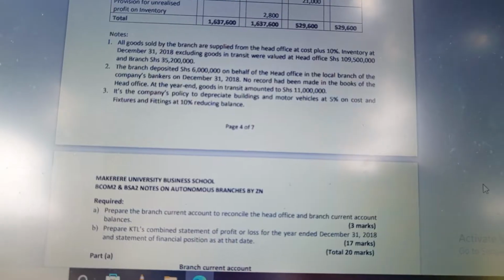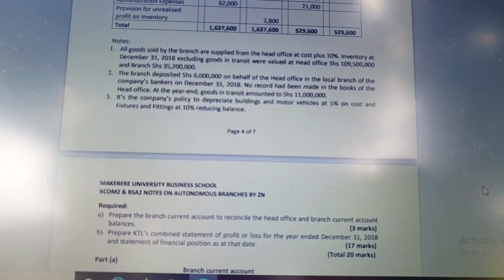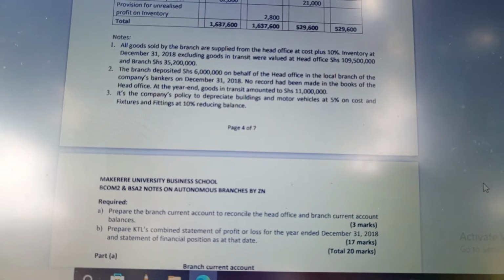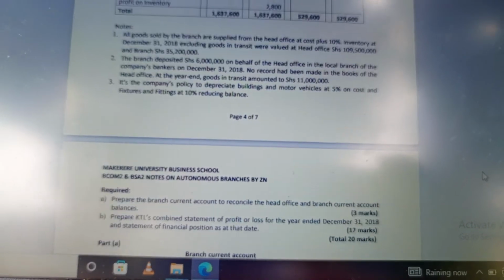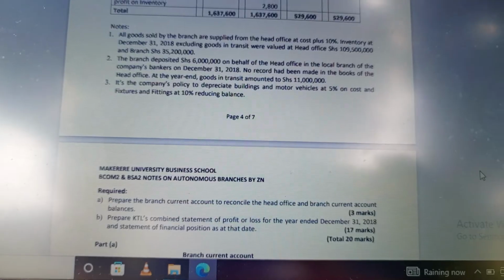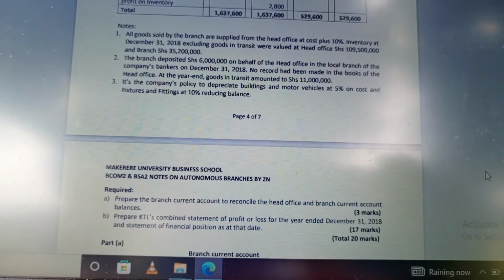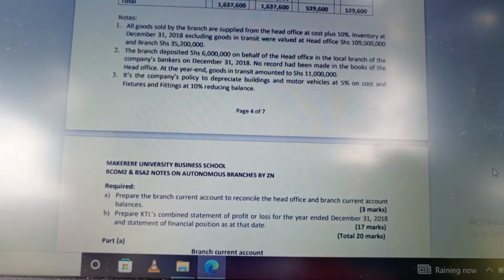to prepare the branch current account, to reconcile the head office and the branch current account balances. Then we are required to prepare the KTL combined statement of profit or loss for the year ended 31st December 2018, and the statement of financial position as at that date. So we are going to start and work through that question.